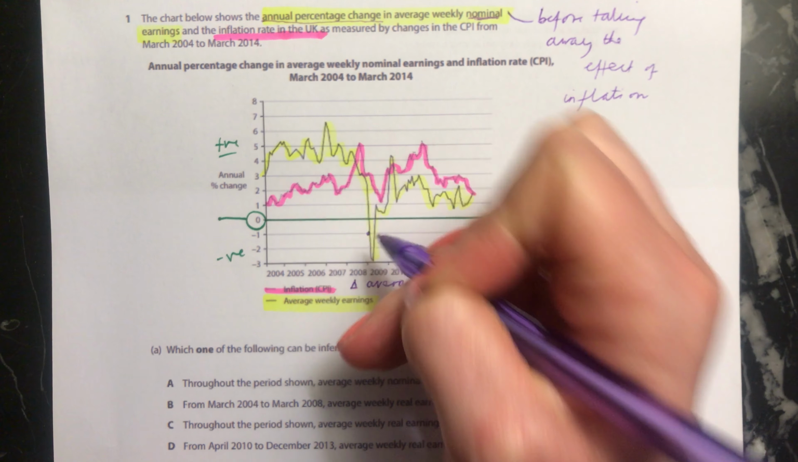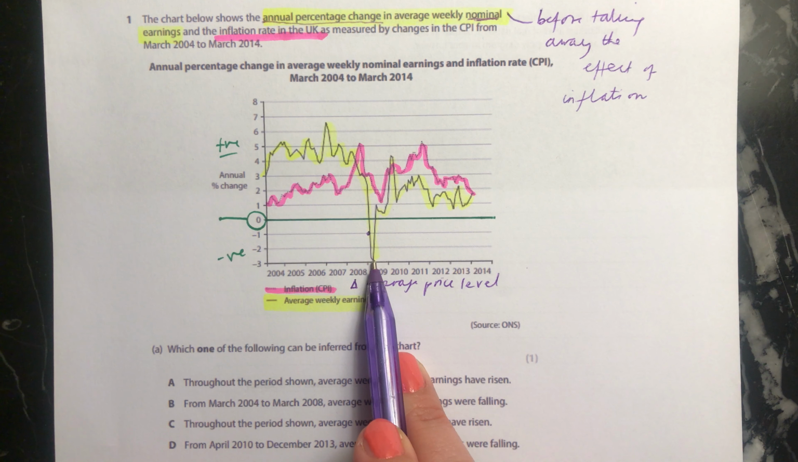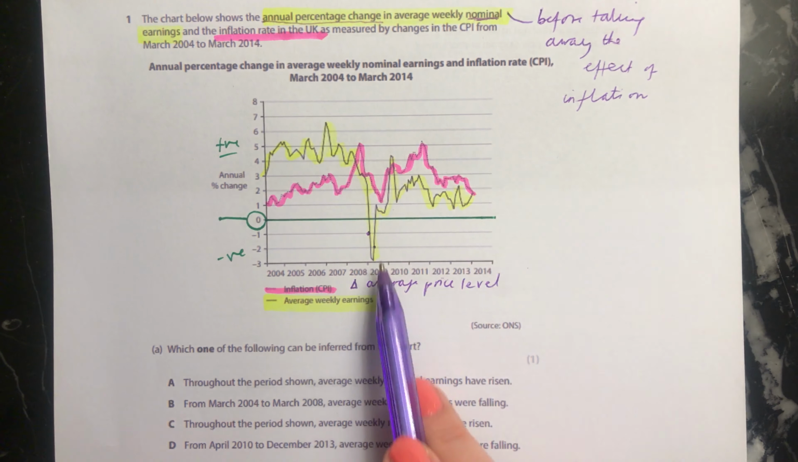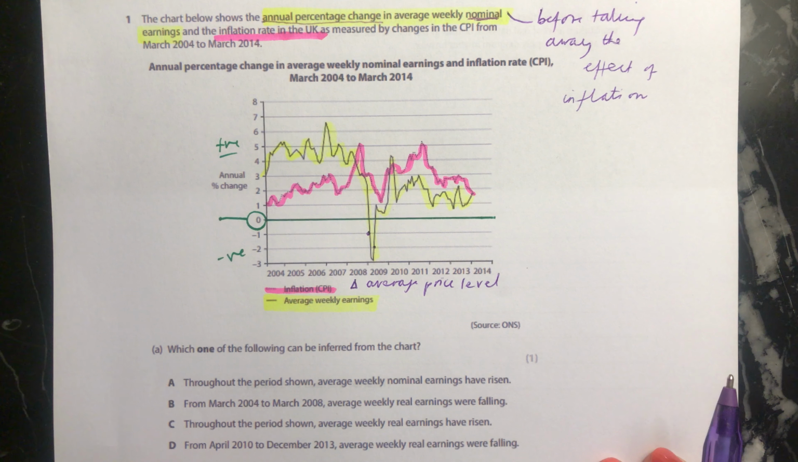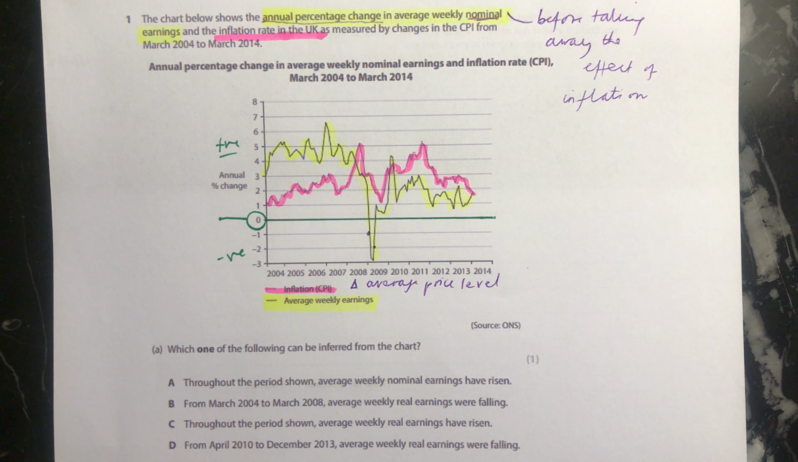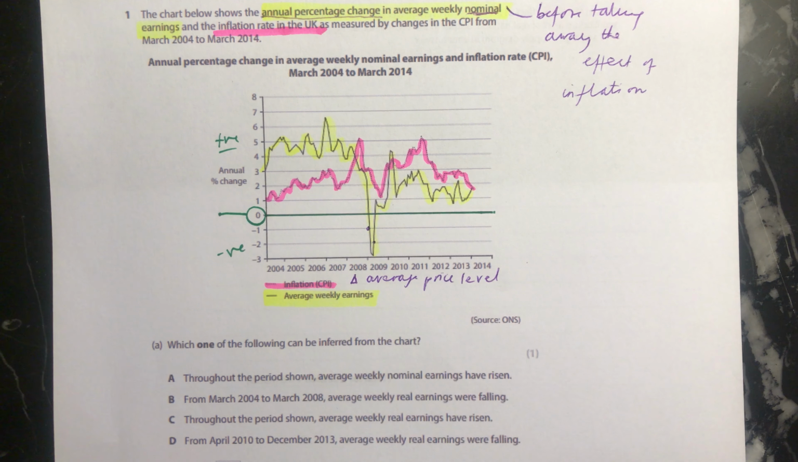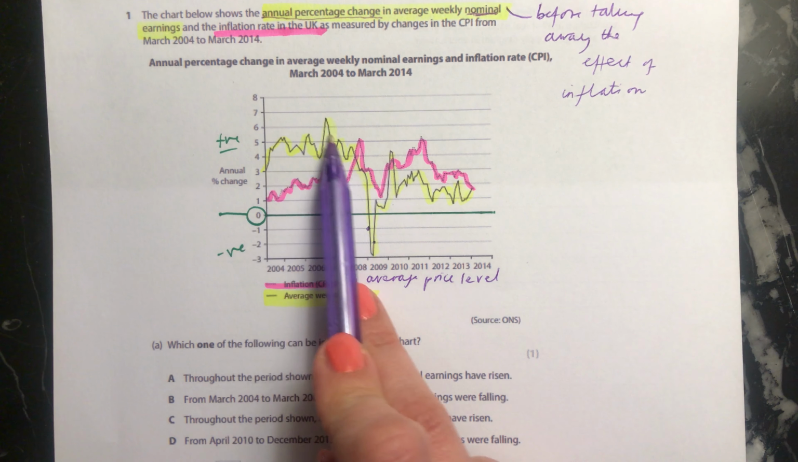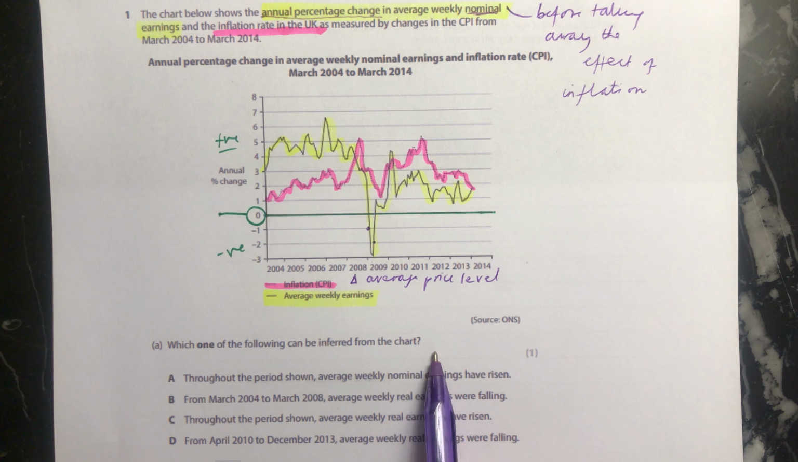At this point here, they are 1% less than they were a year previously. Down here, they're nearly 3% less than they were a year previously. Here, they're still less than they were the year before. They're 2% less than they were a year previously. So that's first of all how you read the graph. And then there are these questions to look at, which are talking about how you interpret this data. So just remember, the pink line is inflation and the yellow line is the average weekly earnings. They want to know which of these can be inferred from the chart.